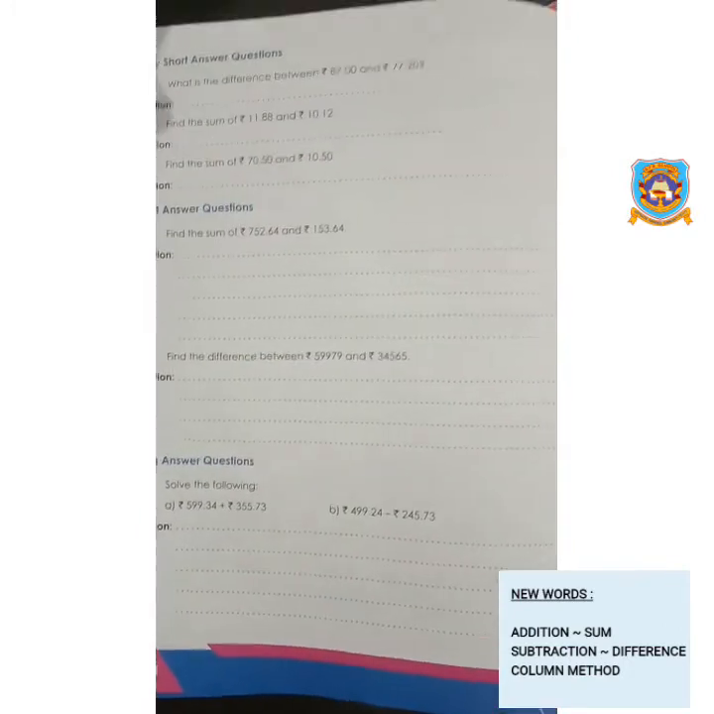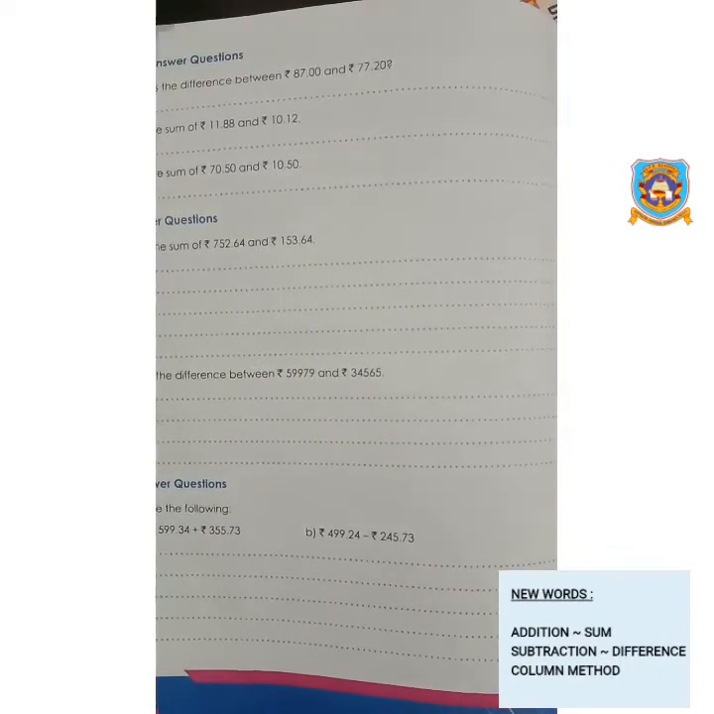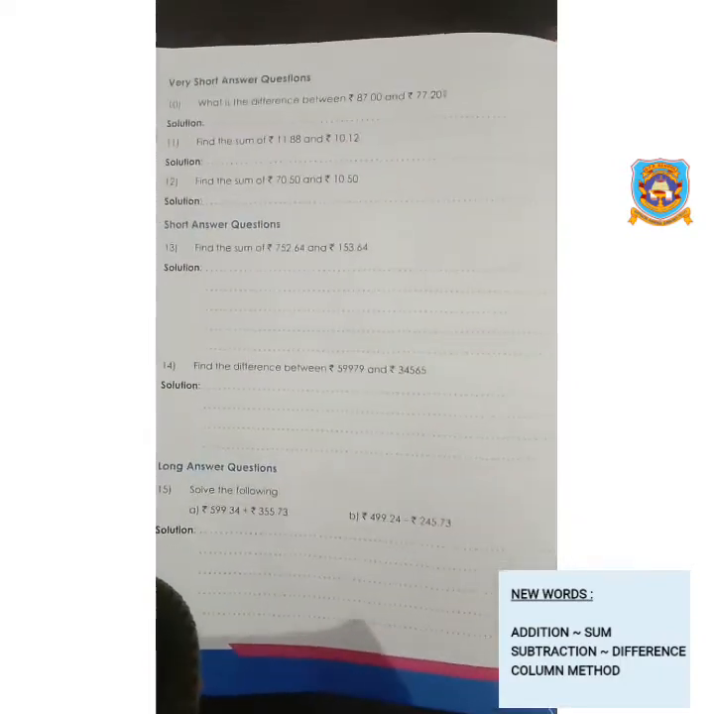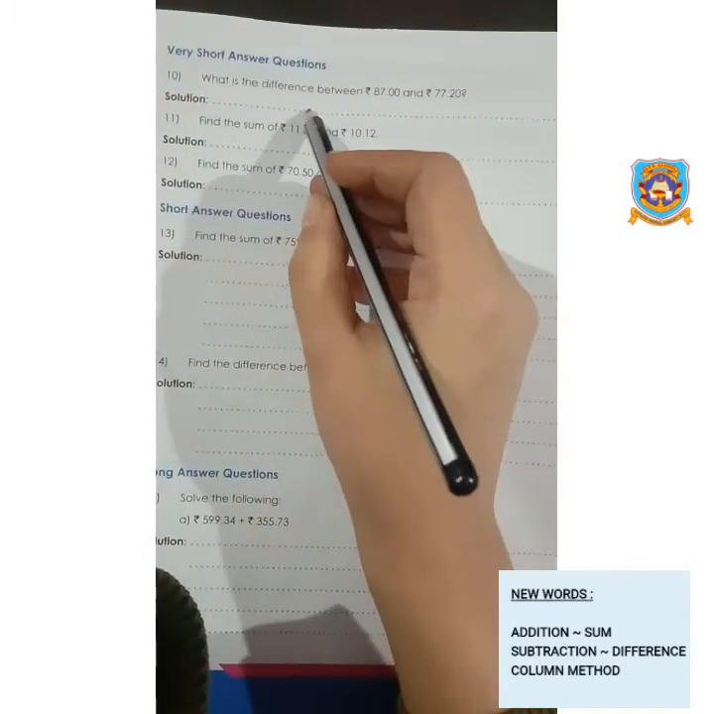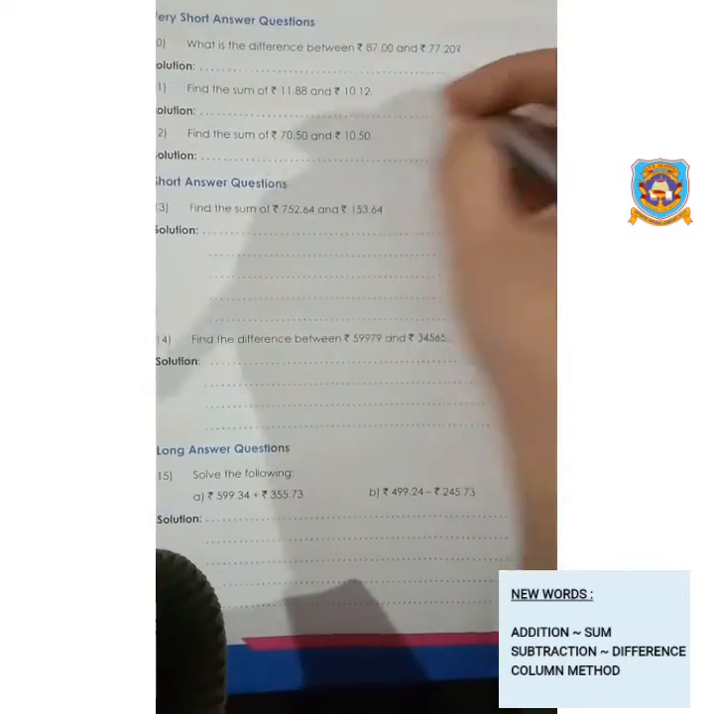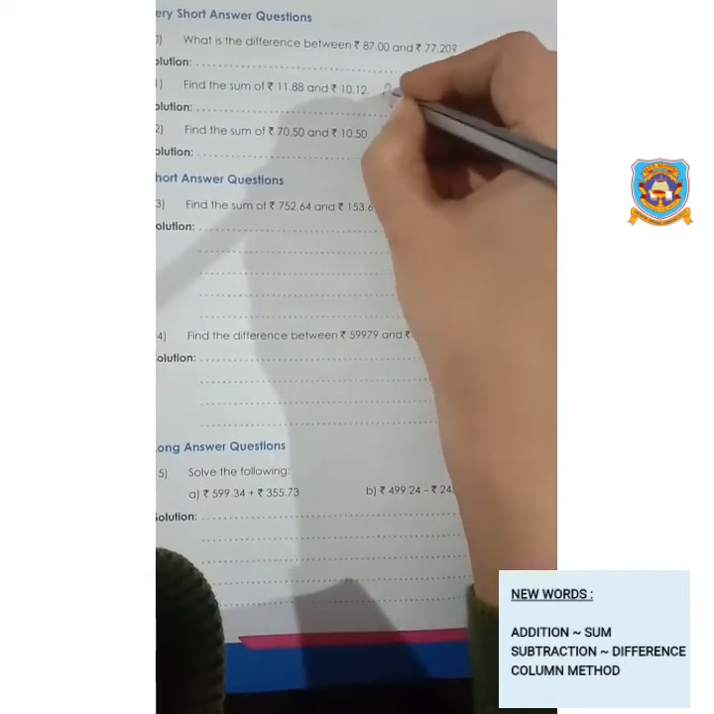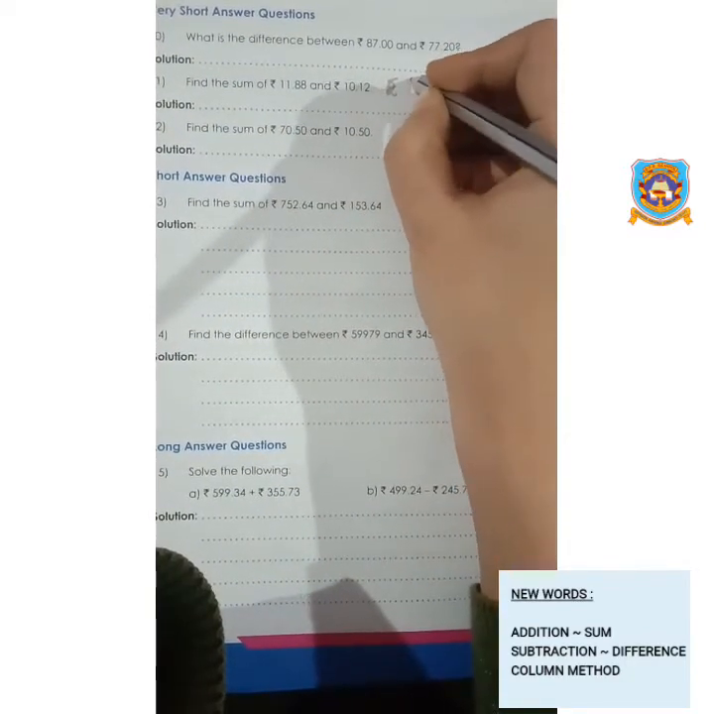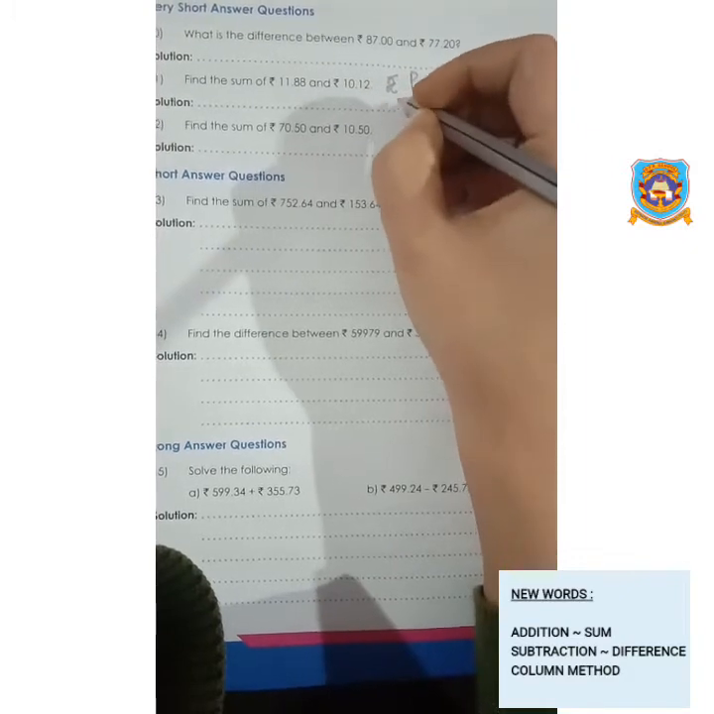Question number 10, what is the difference between rupees 87.00 and rupees 77.20? So you can make the columns like that. This is also very easy, you can do by yourself. Question number 11, find the sum of rupees 11.88 and rupees 10.12. So I'll make the rupee and paise column.